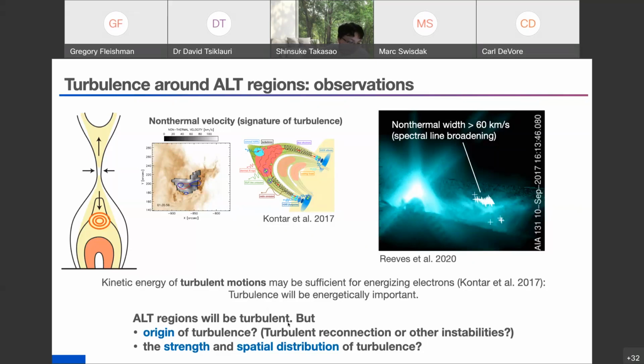As we see, the ALT regions would be turbulent. But what is the origin of turbulence? The turbulence may be generated in the reconnection region, current sheet regions, or other regions. And we do not know the strength and spatial distribution of turbulence in this region. So we want to review the detailed structures.